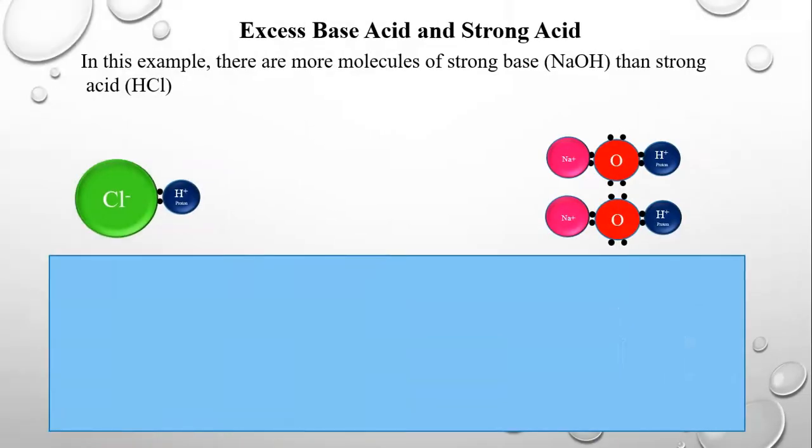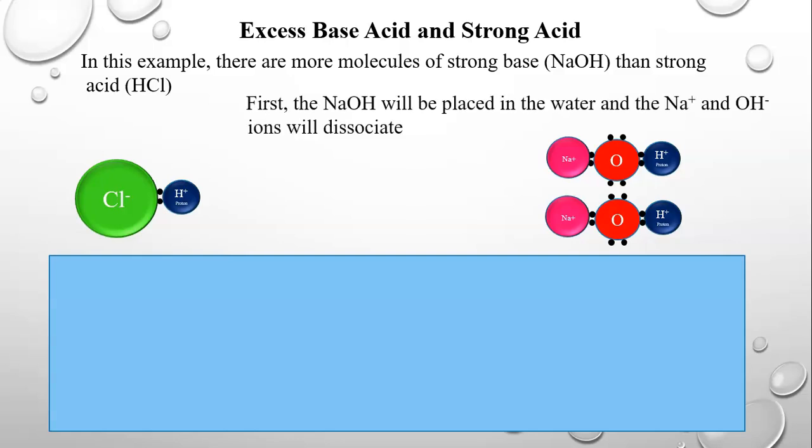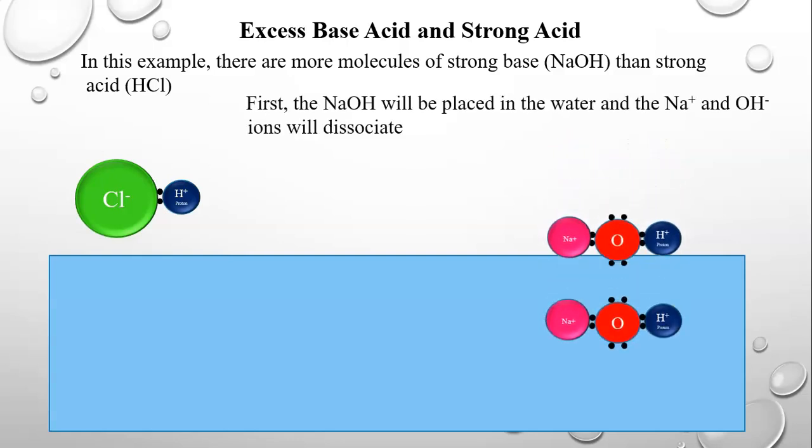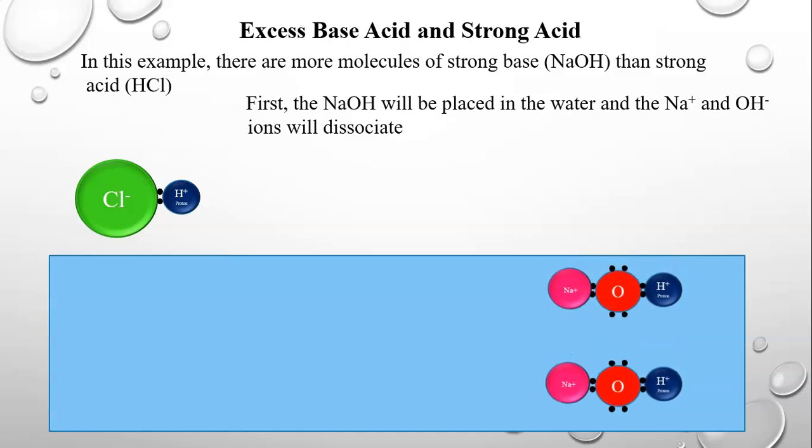So here we have an illustration of that. You can see that you have two sodium hydroxide molecules over on the right and one hydrochloric strong acid molecule on the left. So there's more strong base in this example than strong acid. So first, the NaOH will be placed into the water. By the way, in these sequences, you don't have to do the reaction in exactly the order I'm showing. I'm just doing it one step at a time to make it more understandable rather than putting everything in the water at the same time.